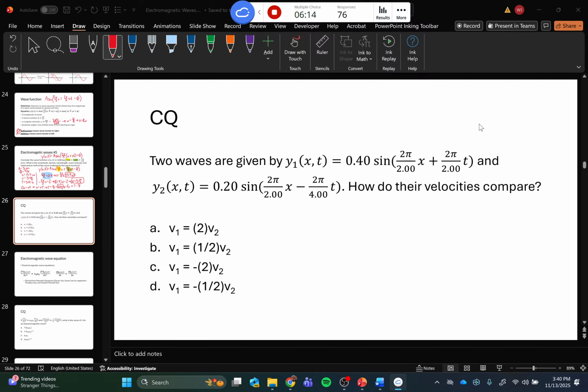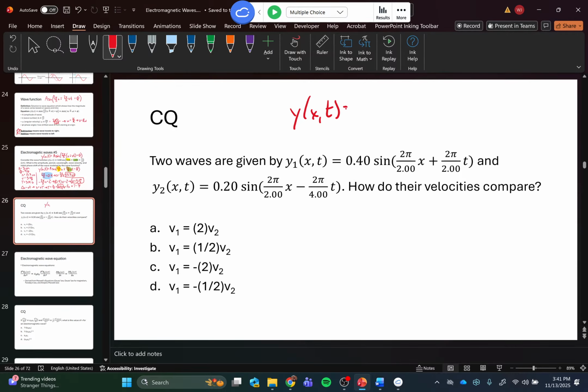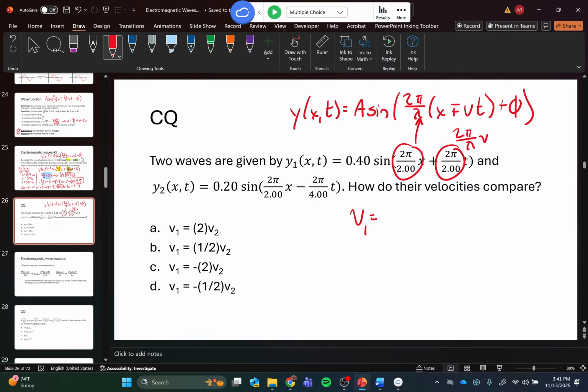All right. So again, we always want to have this wave equation somewhere in mind: A times sine of 2 pi over lambda times x minus or plus vt, and there's no phase angle here. So we factored in the 2 pi over lambda. This term is 2 pi over lambda times v, but because it's the same value, v1 equals 1. Positive or negative, though? Which way is wave 1 moving? Left or right? Left.